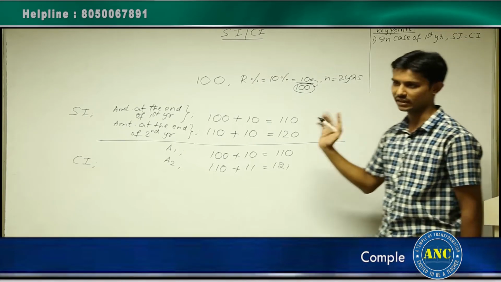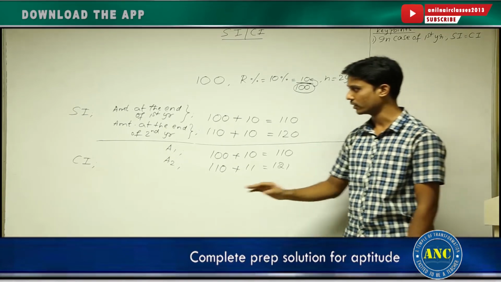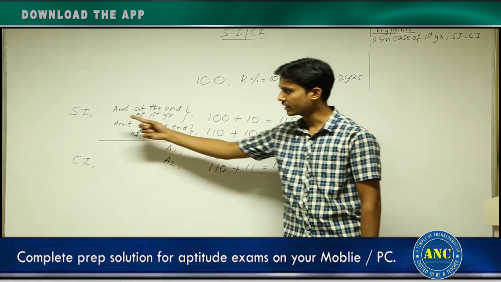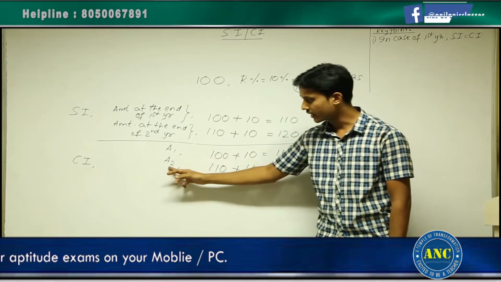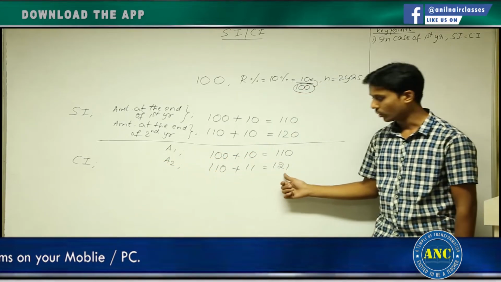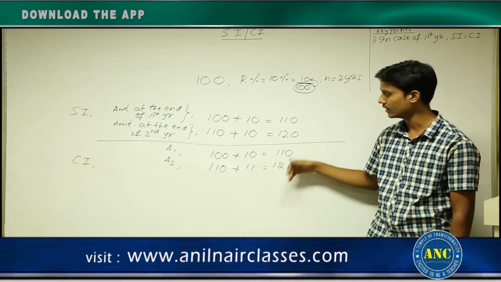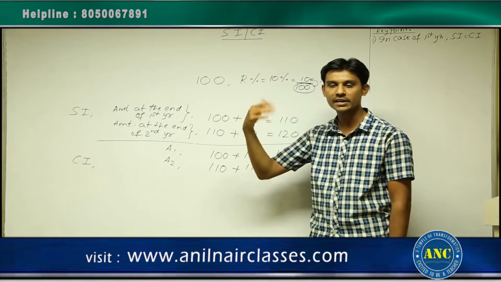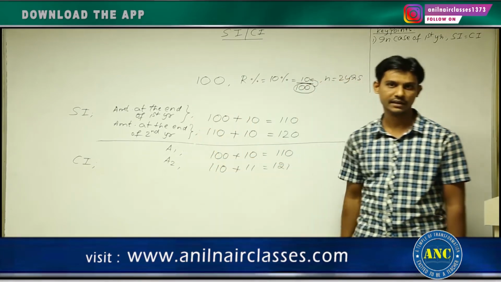I think it is very clear from this example. Okay? Next, the second key point. Listen to this. Amount at the end of second year in case of SI, how much is it? 120. Amount at the end of second year in case of CI, 121. Which is greater? 121, correct? 121 is greater than 120. That means after first year, take any year after first year, CI is always greater than SI. That is your second key point.